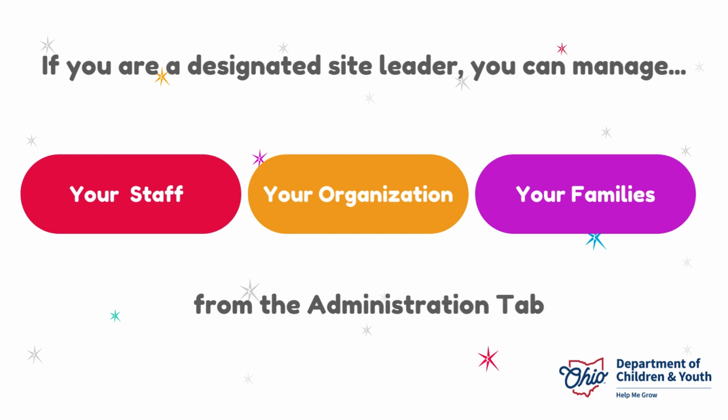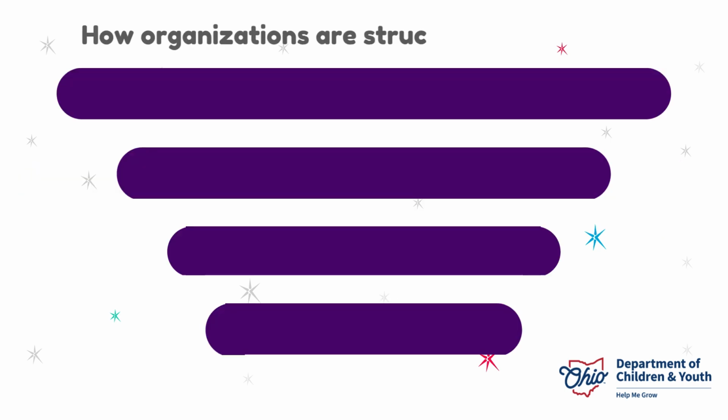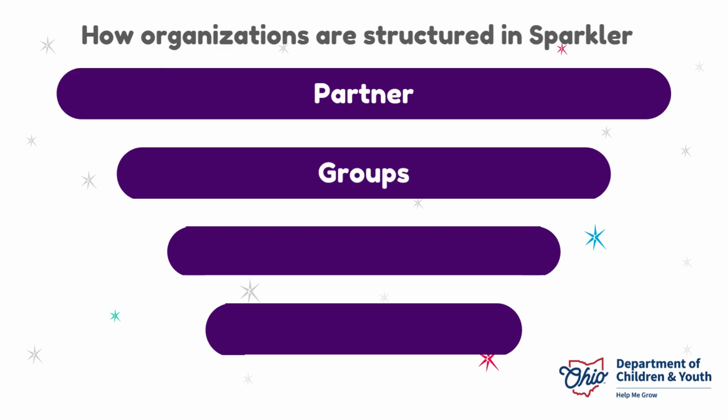tab in the dashboard. Before we dive in, it's useful to understand how organizations are structured in Sparkler. The highest level is the partner level. This is the city or state that is sponsoring Sparkler for your families. Within each partner, there are groups, which might be a geographical region like a county, or a type of program like all of the child care centers in the city. Within each group, you'll find many subgroups, which are usually programs like schools or family resource centers. And within each subgroup, you'll find the smallest level, a classroom, a playgroup, or home visiting cohort, etc.